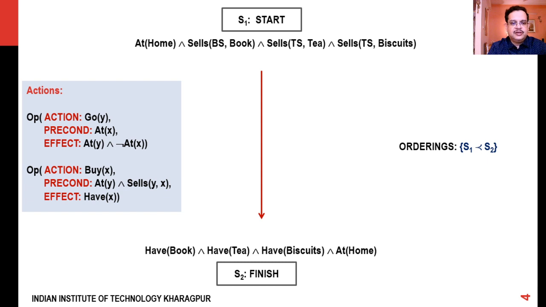And we have the finish action which defines the goal state or the goal world, and in that target we have four different sub goals. I must have a book after the plan is executed, I must have tea, I must have biscuits, and I must be at home.